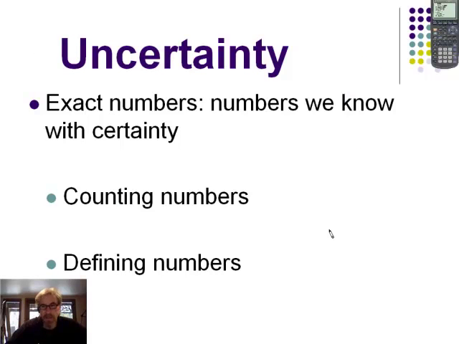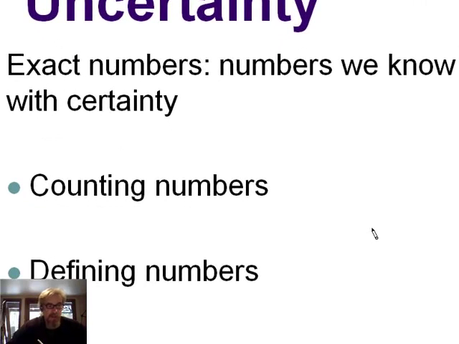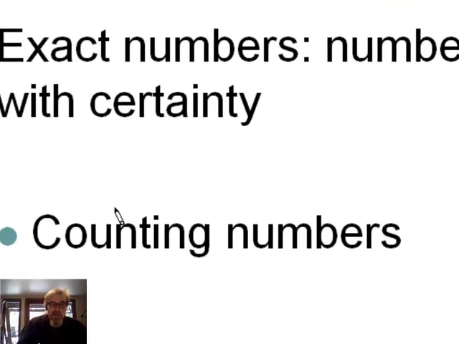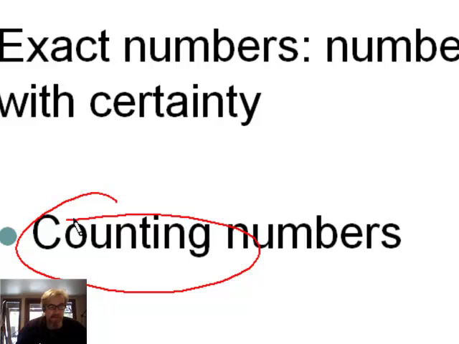We're going to start out by talking about uncertainty, which is inherent in all measurements that are made. Some numbers that we deal with in chemistry are exact numbers. These are numbers that we know with certainty. For example, if I make the statement, there are 12 eggs in the bowl, that's a counting number. That's an exact number of eggs.